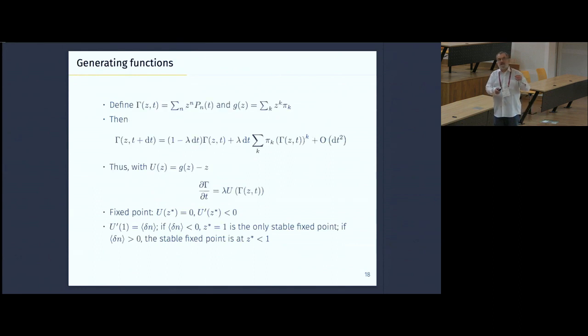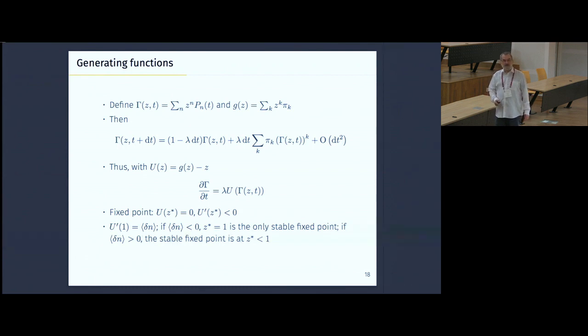And now you define the generating function in the same way. And there is only one difference, which is that when you look at the form of the change of the generating function in this way, you find that there is this extra term here. And so that means that you have to define the operation is no more g(z), but is g(z) minus z. And then the evolution equation is given by d gamma/dt equal to lambda times this u applied to gamma(z, t), where this u is given by this equation.